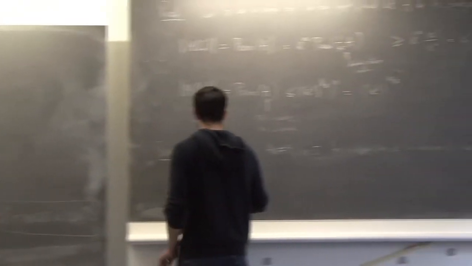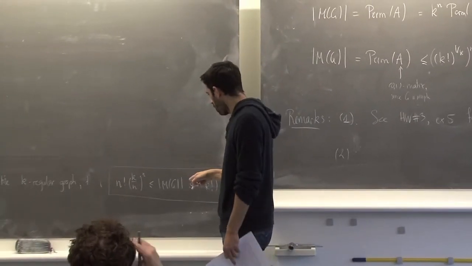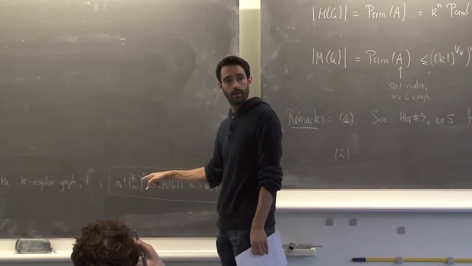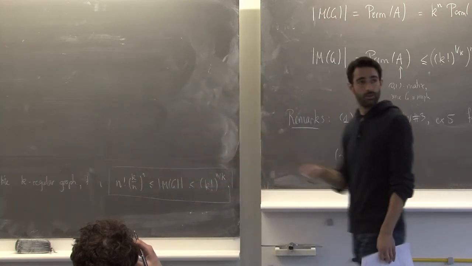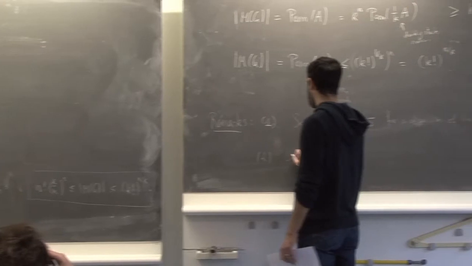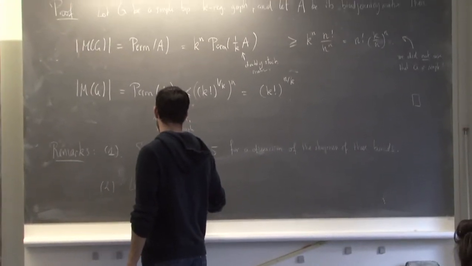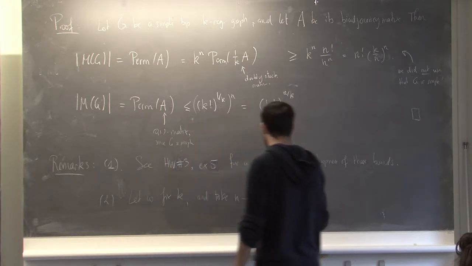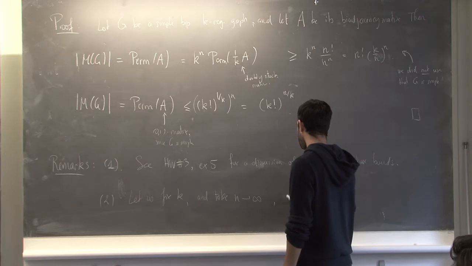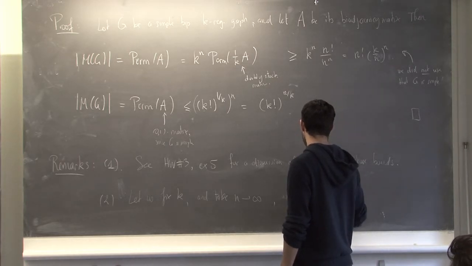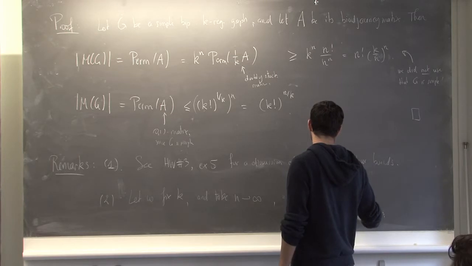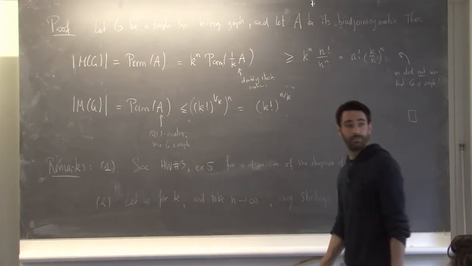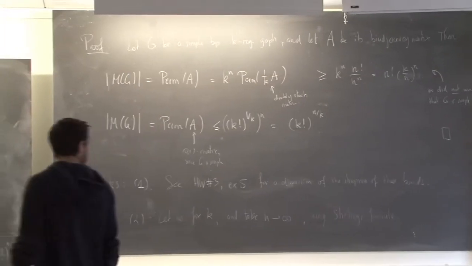Second remark. Now we're going to play a really funny game. We're going to fix k and take the limit as n goes to infinity using Stirling's formula. Maybe I'm not going to write the details; it's a very easy computation.